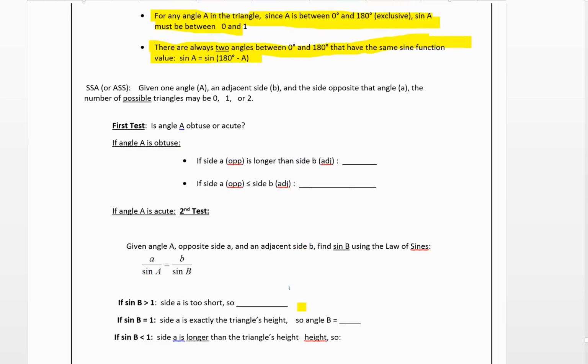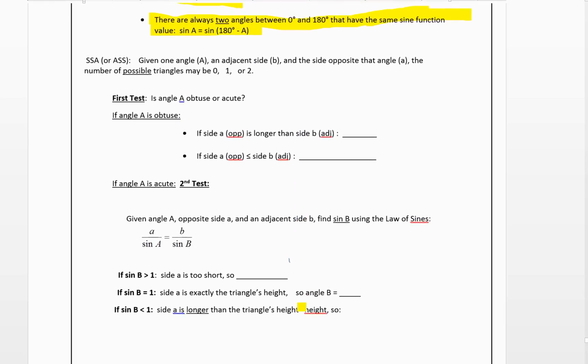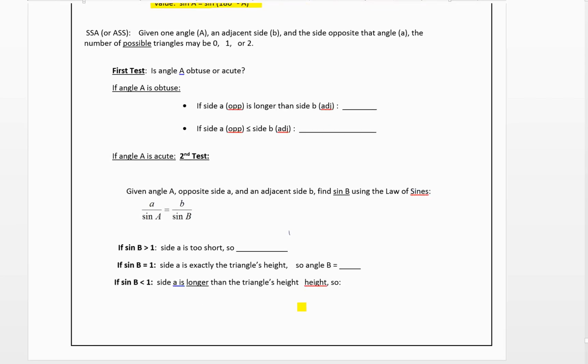Okay, so now we're going to learn about solving the side-side-angle case. Given one angle and one adjacent side, and the side opposite the angle, so we have one opposite pair and then another side, the number of possible triangles is either 0, 1, or 2. Sometimes you won't have any possible triangles. Sometimes we'll get exactly one, and sometimes we'll actually get two possible triangles.